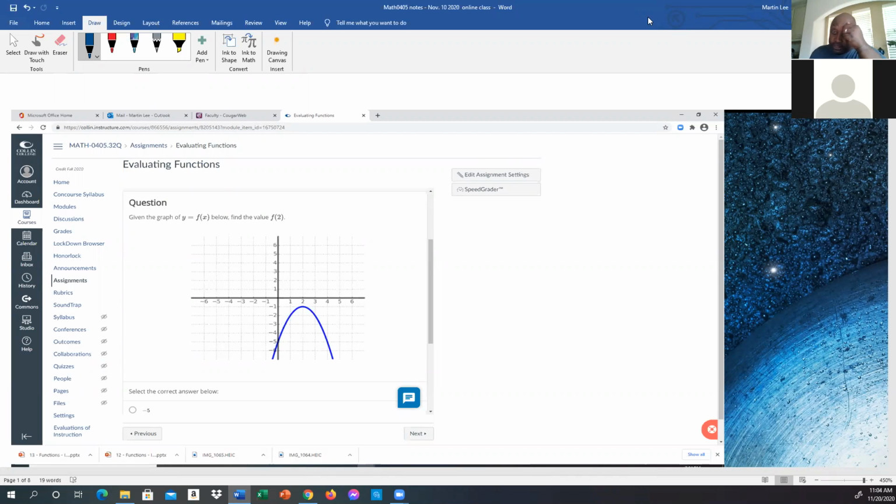Okay, so today we're talking about evaluating functions and I have a few examples to go through. This first one says that we're given y equals f of x below, and we need to find the value f of 2. Well, 2 is our x value, which is also known as your input. And so on our x, y axis, your x is your input and the y is your output.